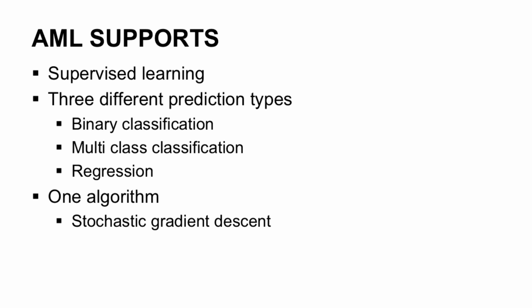Finally, you can also do regression with Amazon machine learning. And this is where the target value is a real number. An example of that would be if we're calculating the sales price of an automobile or a home based on previous sales data. Amazon machine learning supports one algorithm, which is stochastic gradient descent.